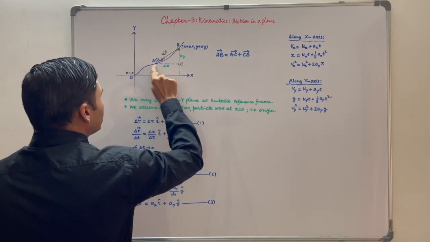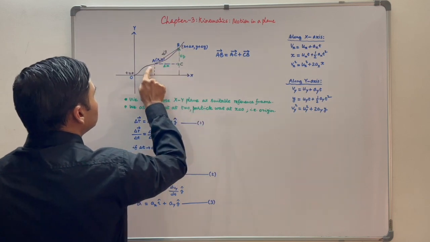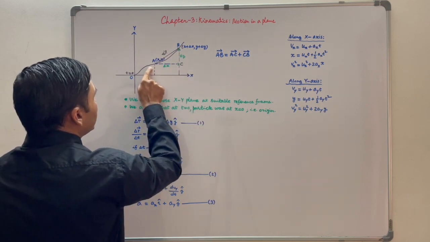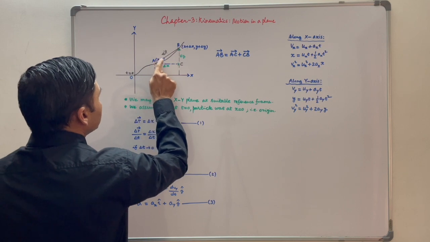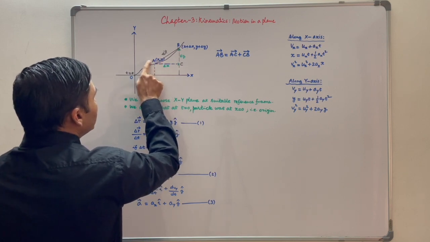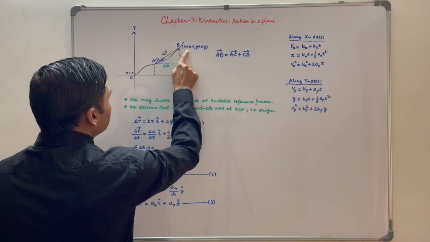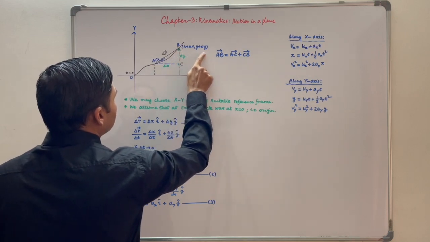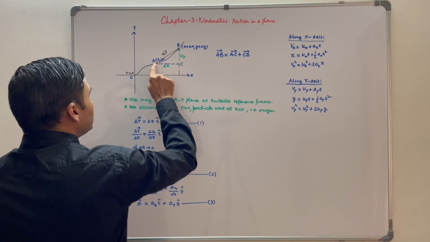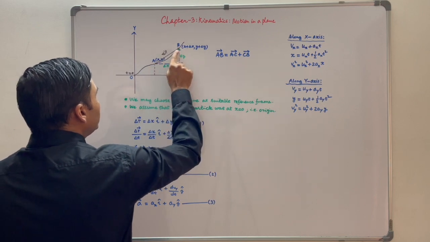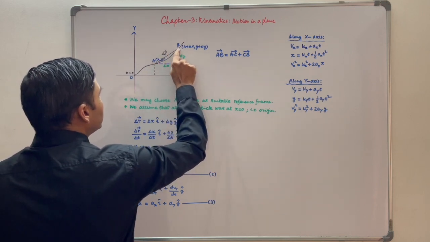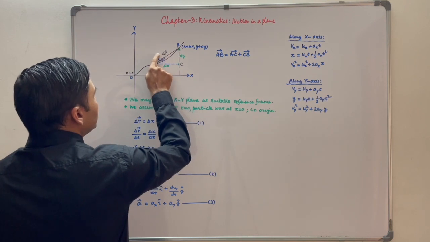At any point of time along this curve, the particle's position is given by two coordinates, the x coordinate and the y coordinate. Coordinate of point A is x comma y and coordinate of point B is x plus delta x comma y plus delta y. Its displacement from point A to point B is given by the displacement vector AB. Let's say this is delta r.